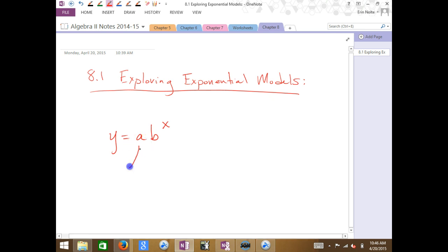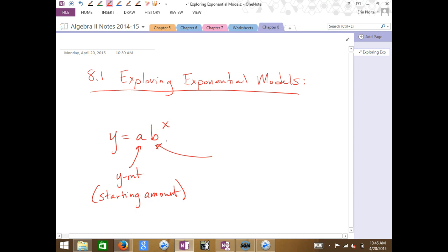The a, if you are graphing it, tells you the y-intercept. If you are doing something with word problems, it tells you the starting amount, which we'll talk about tomorrow. Are we actually going to do word problems? Yes, they're pretty simple. We'll do them together, don't worry.